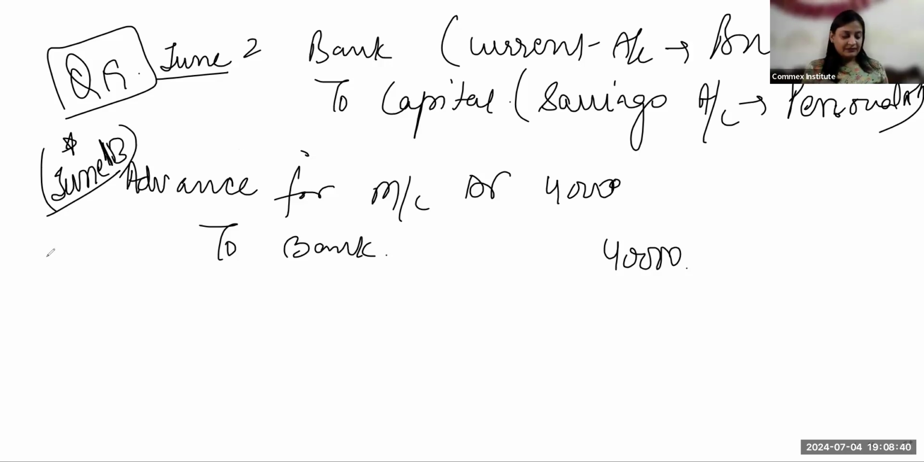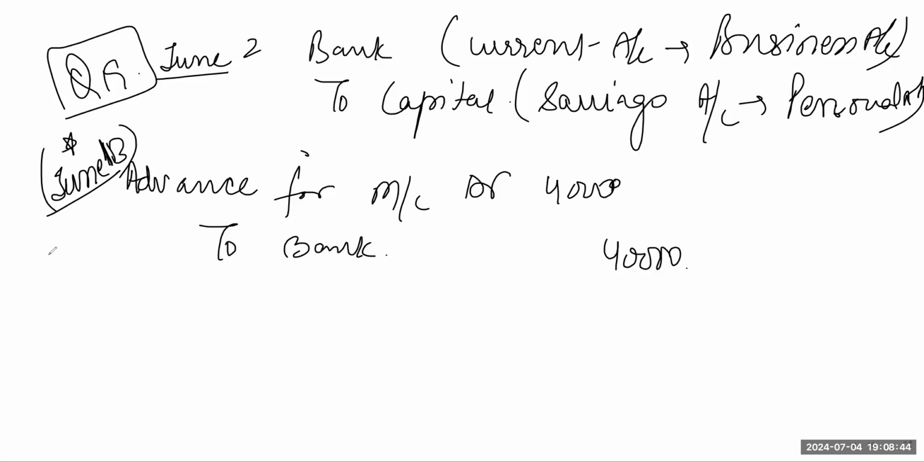Ma'am, sold the car, right? Ma'am, it's that one only, right? The sold the car, sold the personal car. Okay. So this is cash debit to capital.